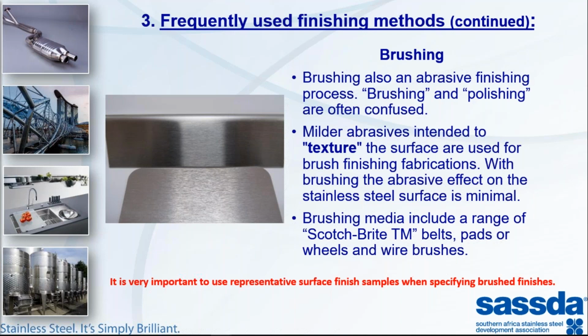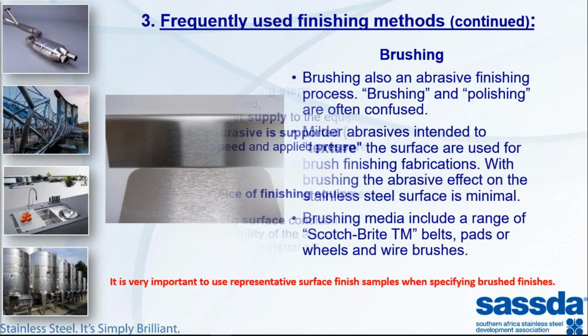So it changes the surface conditions so that we see light deflected or reflected in a different way. So typically it will be a brush finish, as indicated in the picture. There we use wire brushes and Scotch-Brite items, belts, pads, and wheels. But once again, it's very important to use representative surface finish samples when specifying the brush finishes. Your wire brushing might not look like mine, so once again we need to negotiate this and make sure that we've got the visual aids to assist us when doing the job.